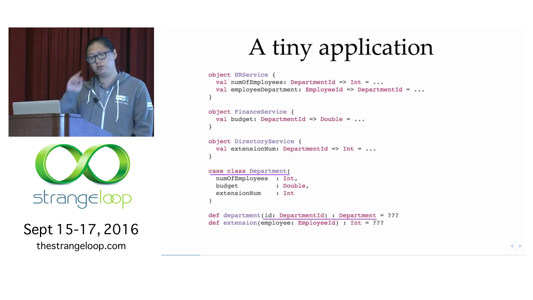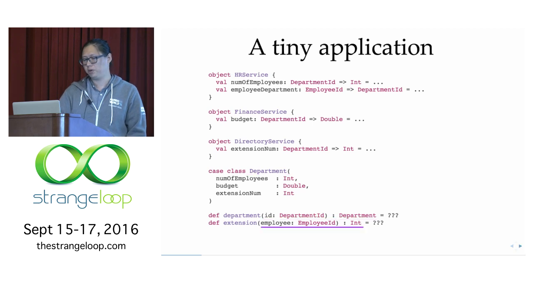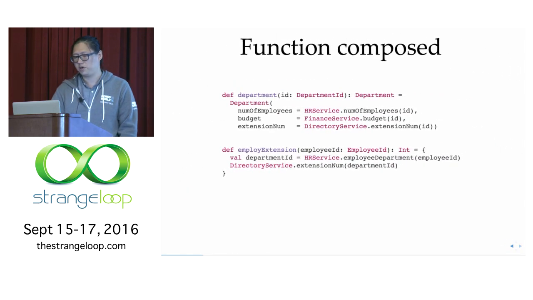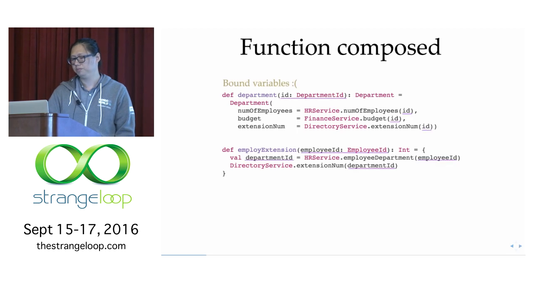As you can see, all this information is already available from the services. And we build another function, which, given an employee ID, gets you the extension number for that employee ID. So that's it. Very simple, and everybody knows how to do that without any help from Cats or Scalaz. You just build a function that takes an ID, and you build a new department.